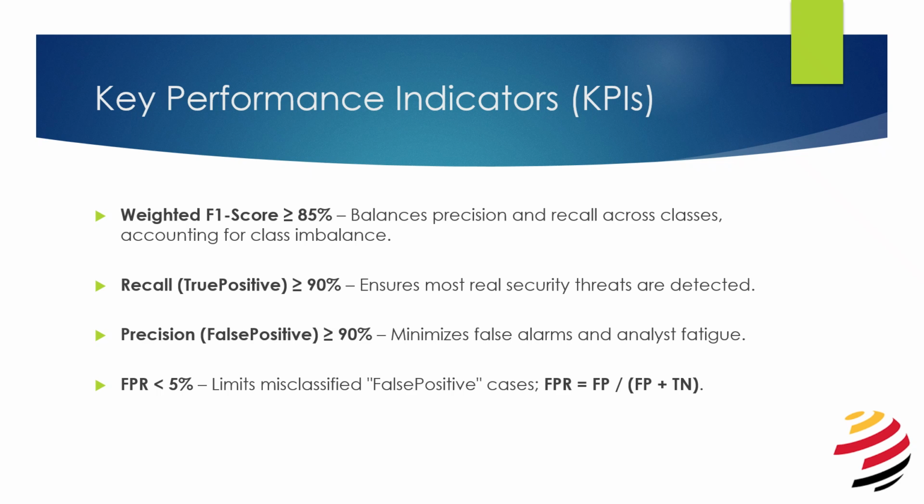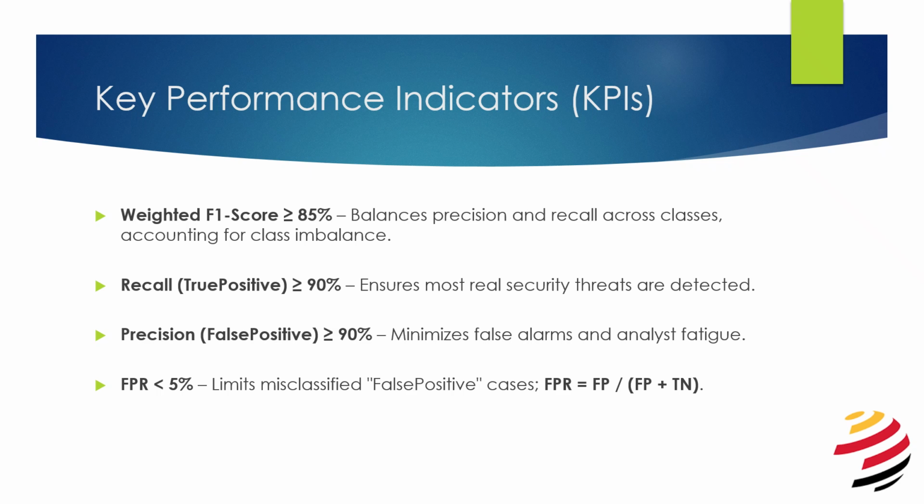Second, recall for the true positive class was set to a minimum of 90%. This ensures that the majority of real security threats are correctly detected, minimizing the risk of missing high-severity incidents.